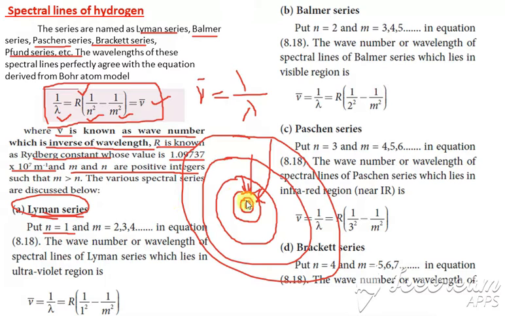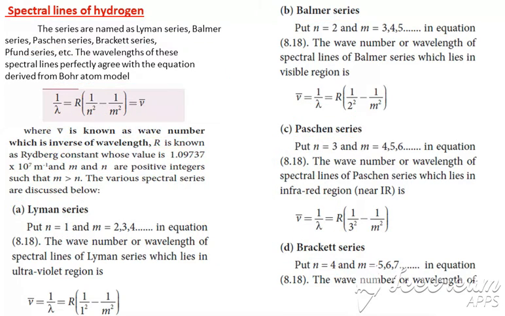Then if any electron is coming from any other orbit to the second orbit, that comes under the Balmer series, and any electron coming from the outer orbits to the third orbit is the Paschen series, the fourth orbit is the Brackett series, and the fifth orbit is the Pfund series. So we substitute n equal to 1 for Lyman, n equal to 2 for Balmer, n equal to 3, n equal to 4, and for Pfund n equal to 5. If n is equal to 1, then m takes values other than 1, that is 2, 3, 4, etc.